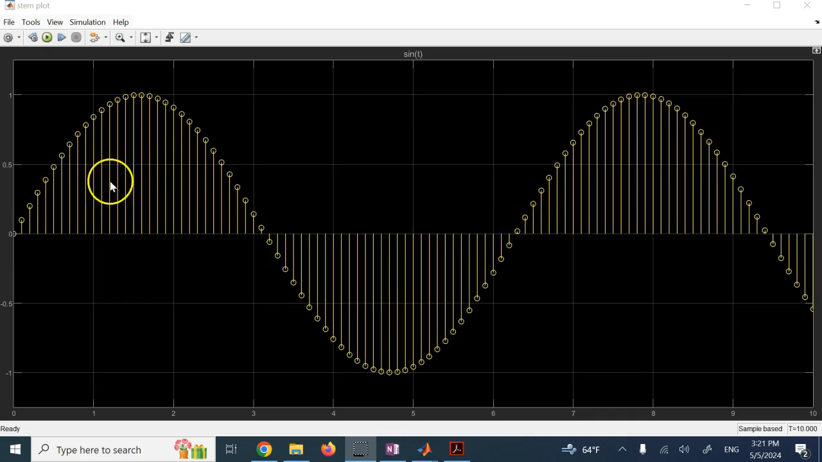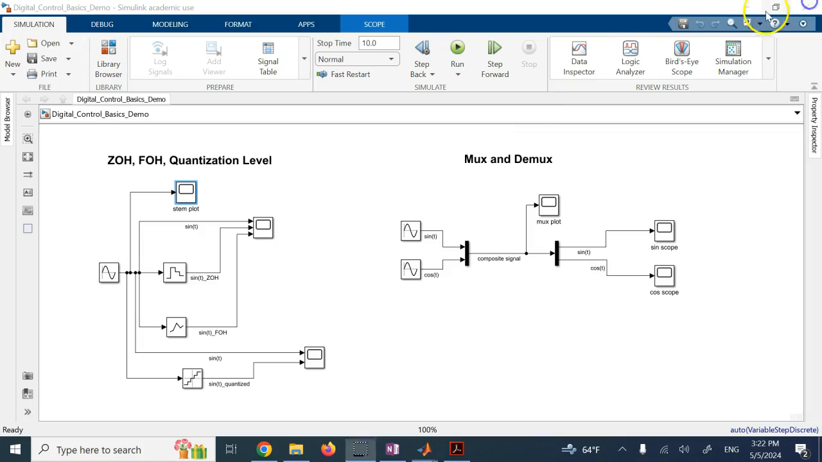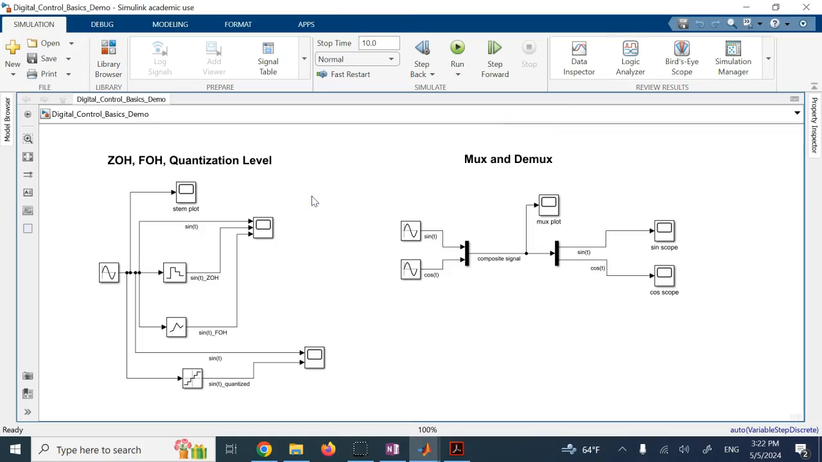The smaller the sample time is, it is going to be smoother and nicer. Okay, so as I said, it's not really an analog signal. But if you apply a zero order hold on it, or apply a first order hold on it, I want you to compare the original signal versus zero order hold and first order hold.